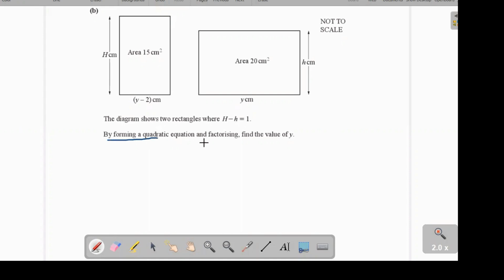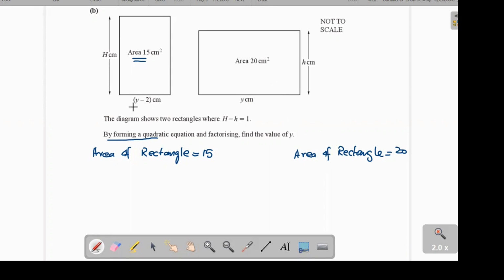Part B: the diagram shows two rectangles where h minus k equals 1. By forming a quadratic equation and factorizing, find the value of y. Now you see here the areas of the rectangles are given. The area of the first rectangle is 15 centimeters squared, and the area of the second rectangle is 20 centimeters squared.